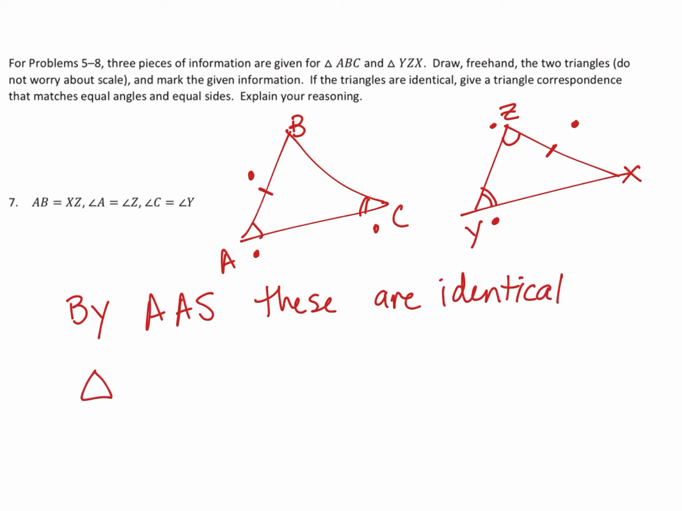And now we're going to do the triangle correspondence. A has 1 arc in the corner for the angle, and it has to match up with Z, which also has 1 arc in the corner. B doesn't have anything, so it has to match up with X, which doesn't have anything. C has 2, so it has to match up with Y, which has 2.